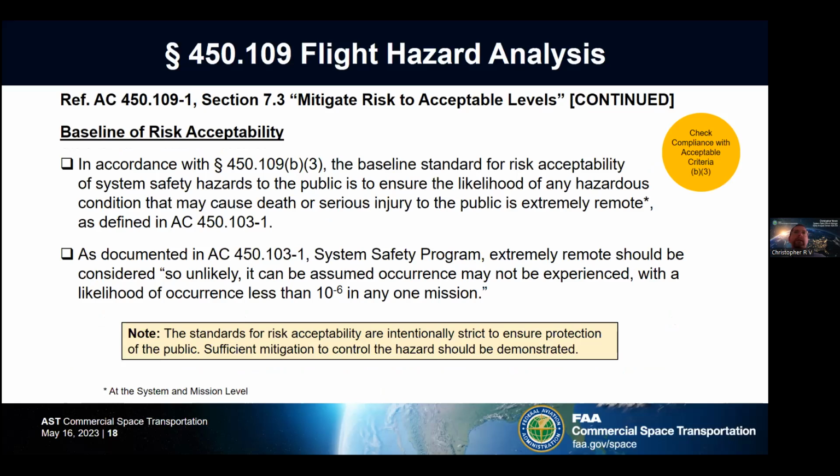Section 7.3 of the AC continues for a baseline of risk acceptability. Per B3, the baseline standard for risk acceptability of system safety hazards to the public is to ensure the likelihood of any hazardous condition that may cause death or serious injury to the public is extremely remote. And as documented in the AC for 450.103, extremely remote should be considered so unlikely it can be assumed occurrence may not be experienced, with a likelihood of occurrence less than 10 to the negative 6 in any one mission. And that is at the system and mission level.